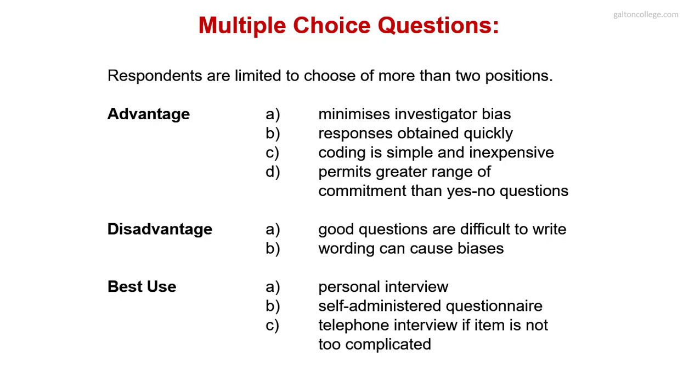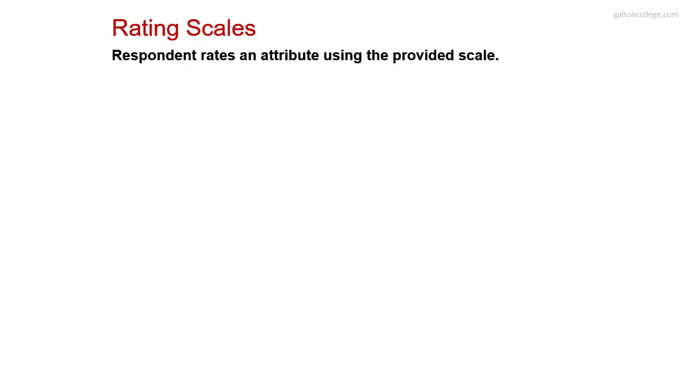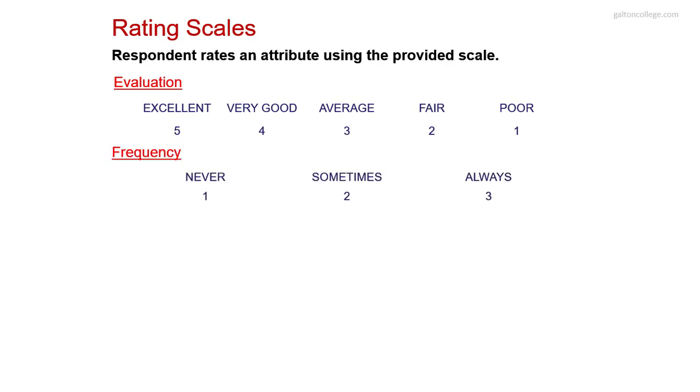Best used for personal interviews, self-administered questionnaires, telephone interviews if not too complicated. And also for testing students, as I said earlier. Rating scales. Respondent rates an attribute using the provided scale. So that could be a scale ranging from 1 to 5. We could have a frequency scale. Always, sometimes, never. So instead of writing never, you just write 1. What was the result like? It was very good. That's a 4.